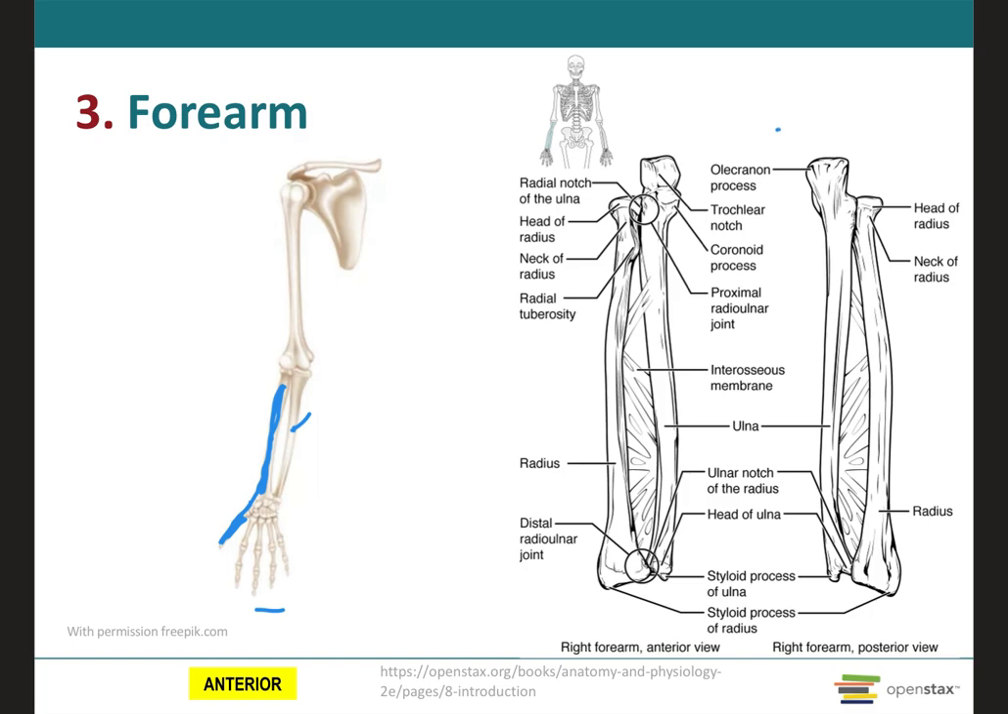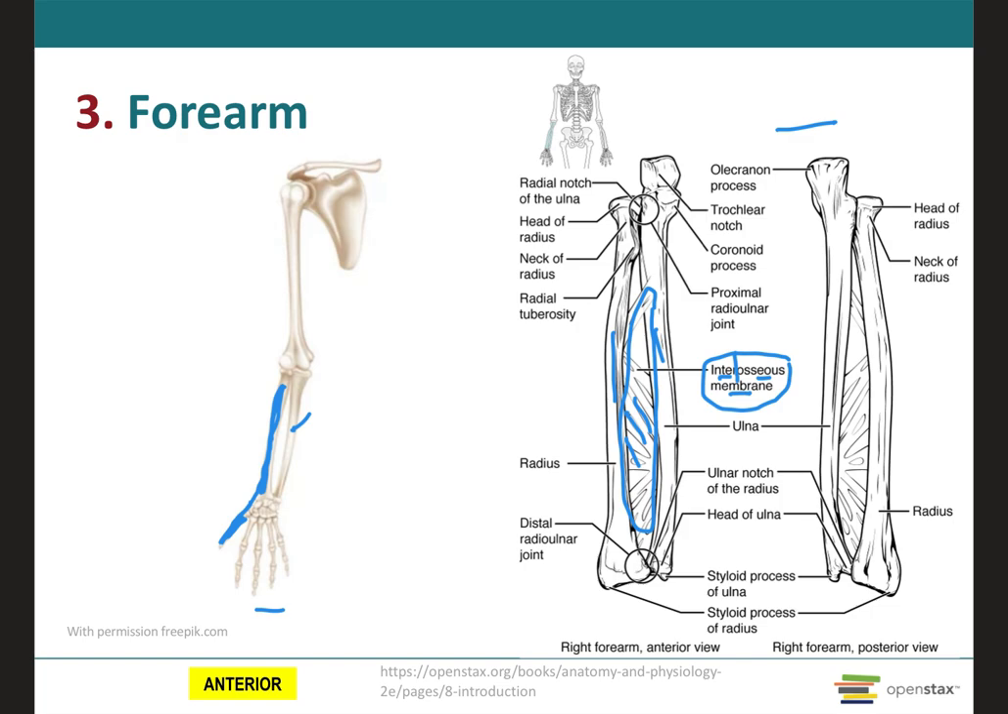Now the image here on the right, again, is a little bit hard to see all the details, but one thing that we can see is that between the radius and the ulna, there's going to be this membrane over here that's called the interosseous membrane, which makes sense as inter means between. So it's between the bones and it's a membrane. And this interosseous membrane is made of fibrous tissue, as you can see, and it will have this oblique orientation from the radius to the ulna.